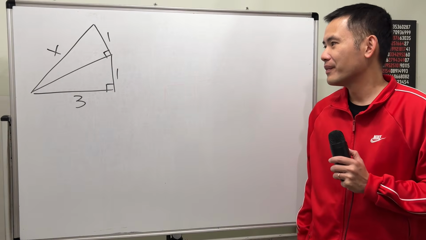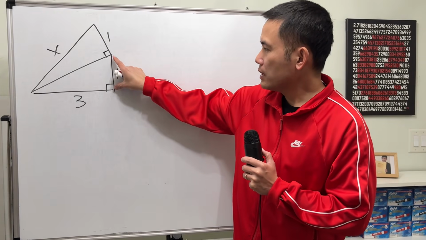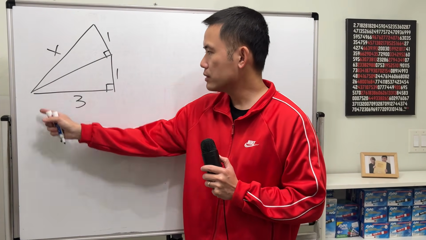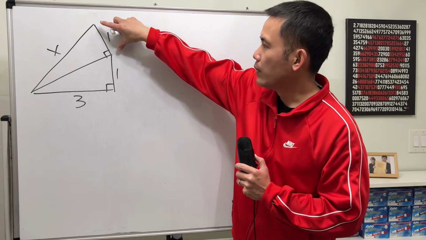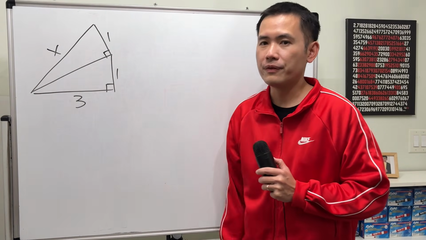Let's take a look. Here we have these two right triangles. The bottom one here we have this side being 1 and this side being 3. The hypotenuse of this triangle we don't know. And then we have another right triangle here. This is 1. Here's the x that we have to solve.